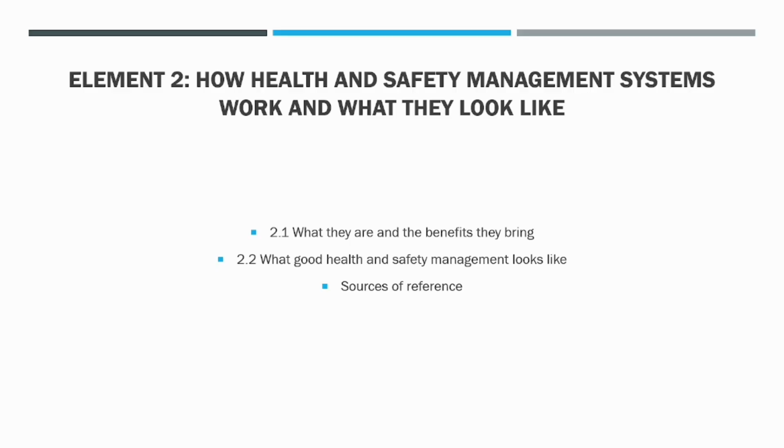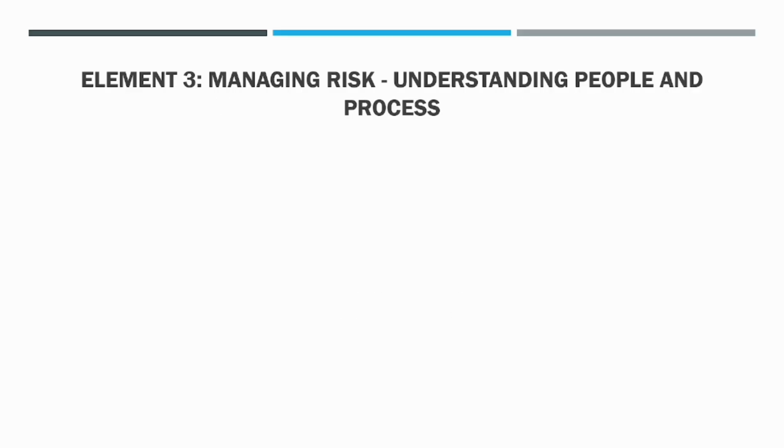So now let's go into the third element, managing risk: understanding people and process. This element focuses on how human behavior and workplace processes influence risk. The first module of element 3 is health and safety culture. We will discuss all these things in detail in separate videos.